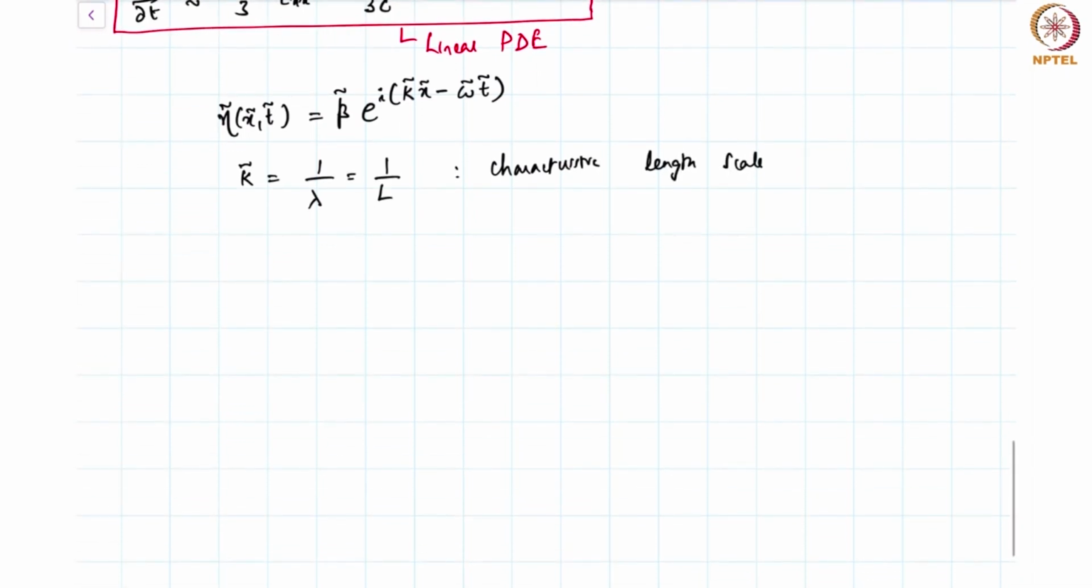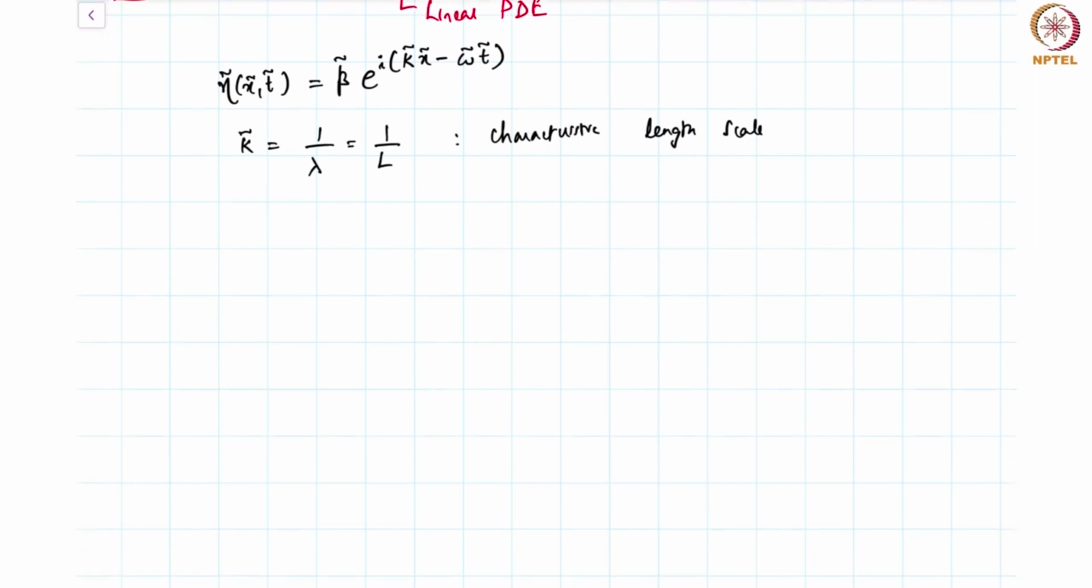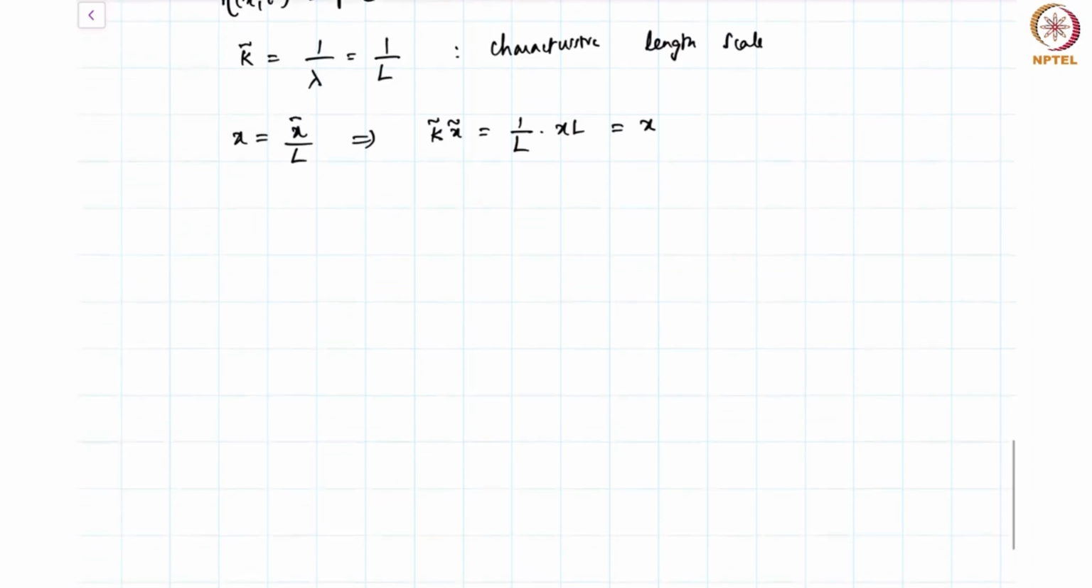The characteristic length scale is the wavelength itself, which can be taken as the length scale, and therefore I have x. Remember, the non-dimensional x was x by L, and therefore k tilde x tilde, which is the product of the dimensional wave number multiplied by the dimensional length, essentially becomes 1 by L times xL. That is nothing but simply x. This is the non-dimensional x.